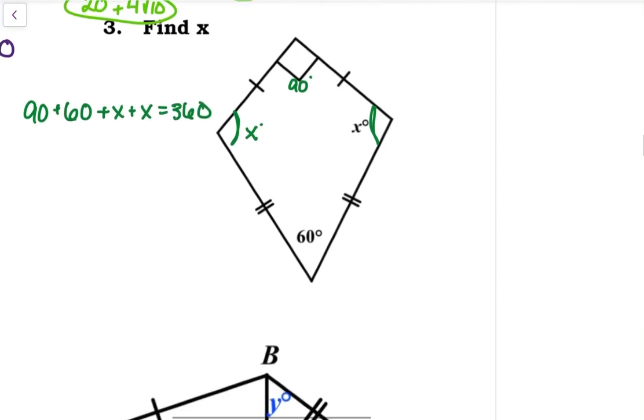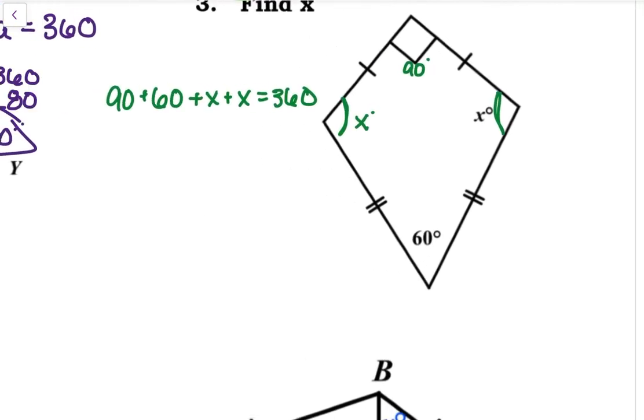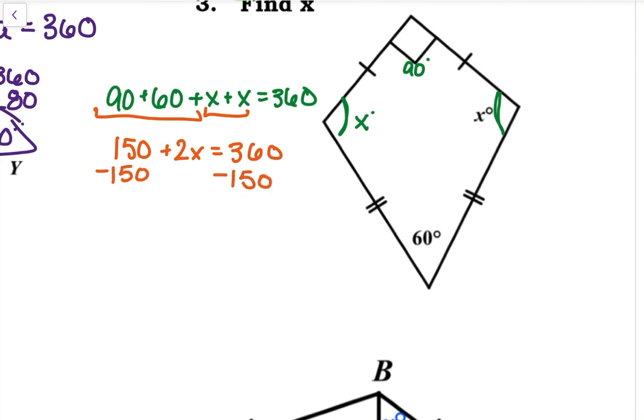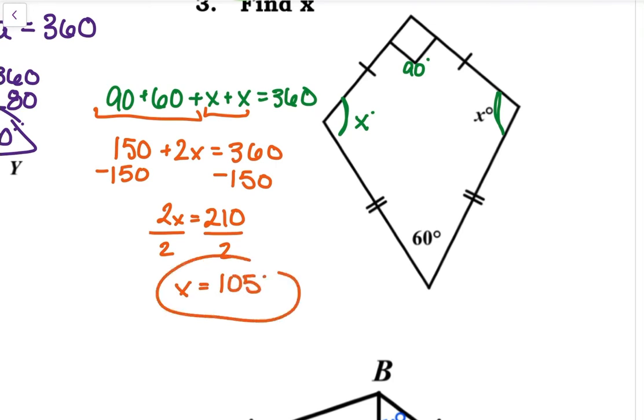Again, quadrilateral should add up to 360. Automatically, that should be your setup. Combine your like terms. That'll be 150. Add these 2 together, and that'll be 2X equals 360. Subtract that 150 over. And we get 2x is equal to 210. Divide by 2. And we get x is equal to 105. Cool.